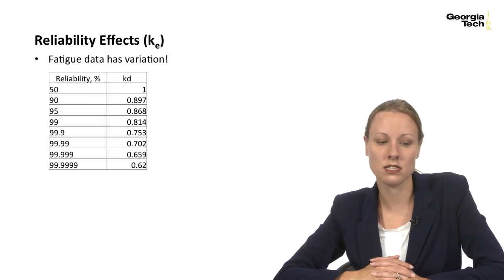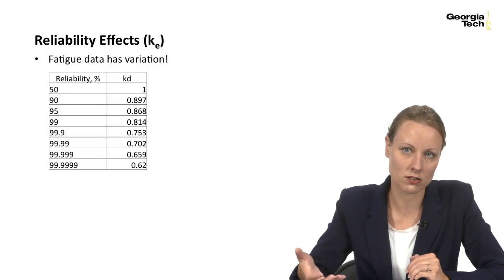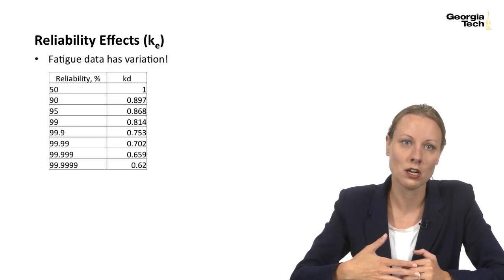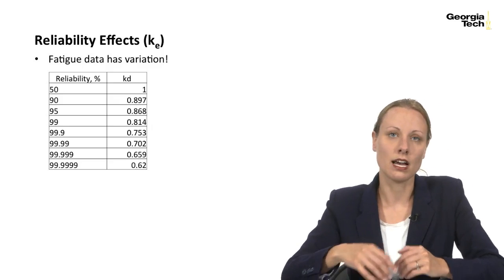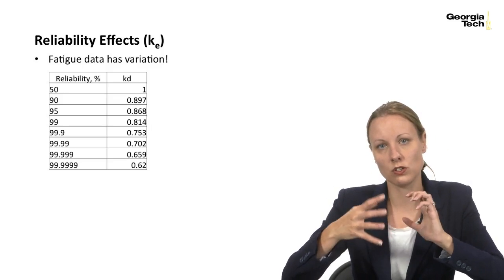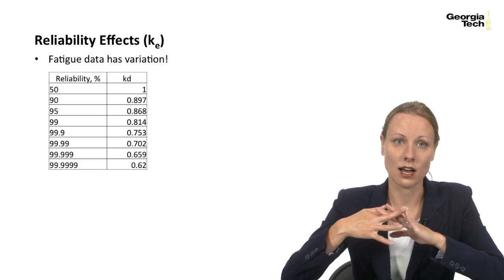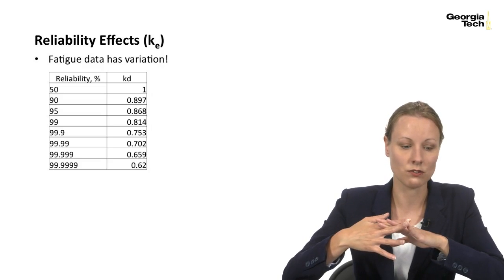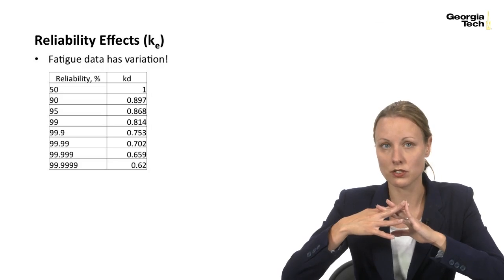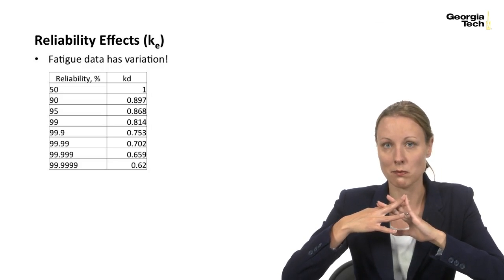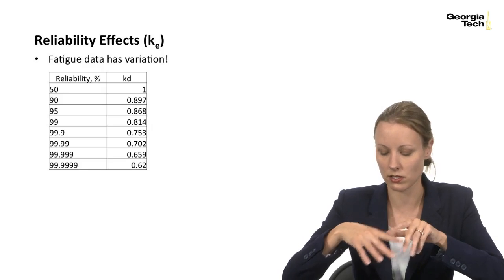And then finally, fatigue data has variation in it. And the more reliable you need your component to be in service, the less variation is allowed. So there's this KE factor that reduces your endurance limit based off of the level of reliability you're looking for. And note that it's a significant reduction, so if you need to be 99.9999% reliability, your endurance limit is going to be multiplied by 0.62, so it'll be 62% of what your initial endurance limit was. It's quite the reduction.